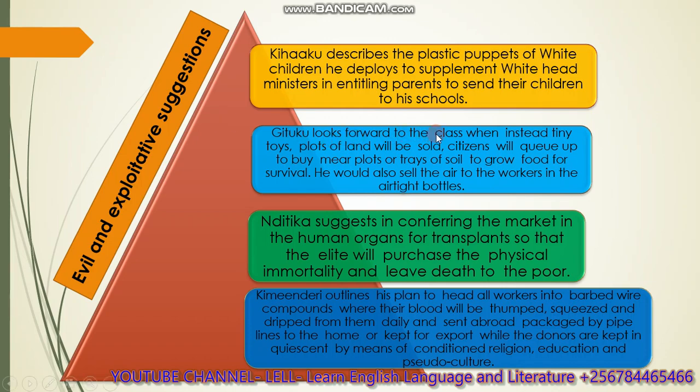Gitutu also looks further to the class when instead of the tiny toys, the plots of land will be sold. Citizens will queue up to buy mere plots or trays of soil to grow food for survival. This is also another kind of exploitation that we cannot describe. He would also sell the air to the workers in airtight bottles. This is very fine. They are now planning to sell air for people to breathe.